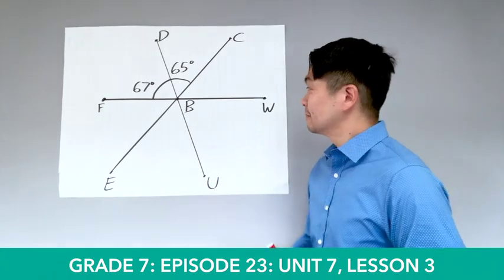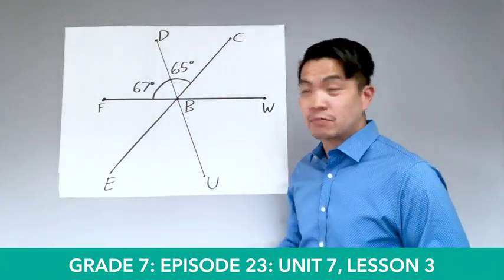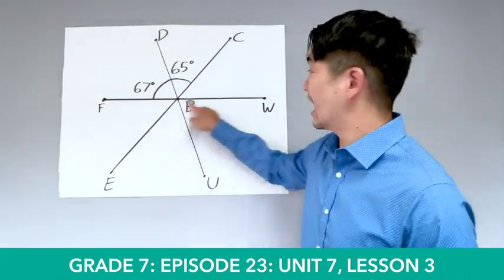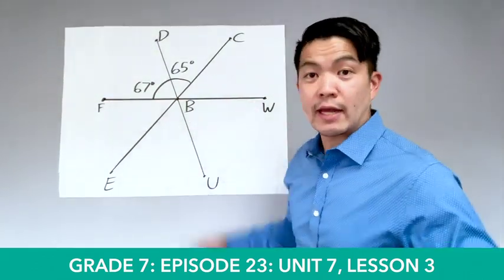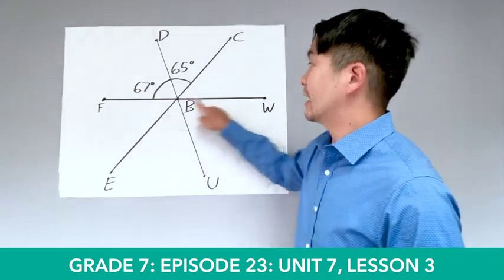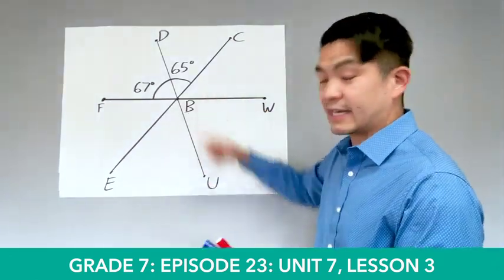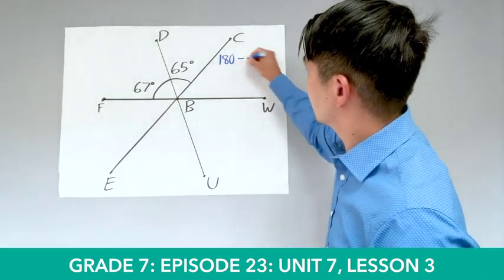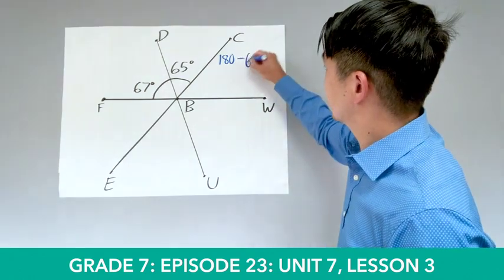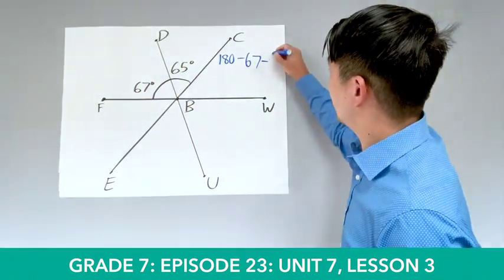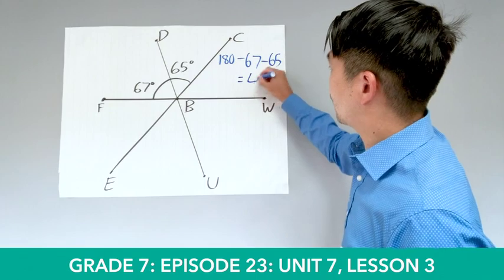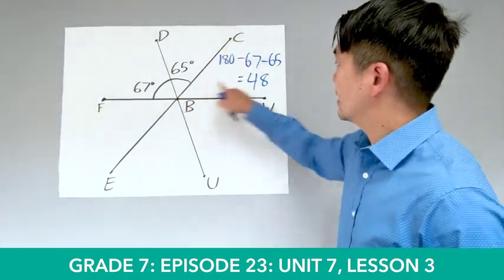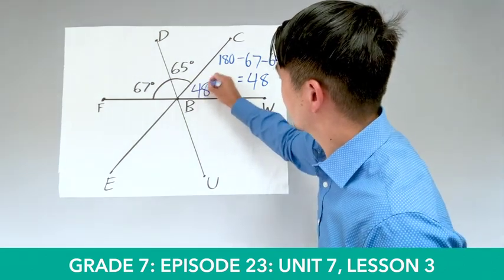Let's come back together. So to find the missing angle measures, I'm going to use what I know about straight angles. I'm going to start here and see that this line segment makes a straight line or a straight angle and therefore measures 180 degrees. So to find this missing angle measure, I would take 180 degrees minus the 67 minus the 65, and that gives me 48. And so the angle measure for angle CBW is 48 degrees.